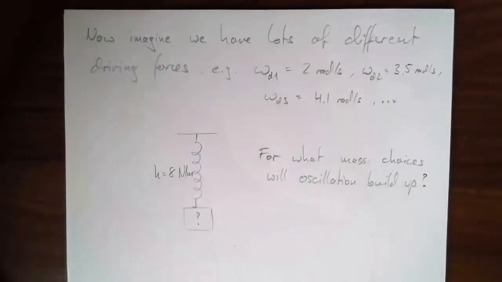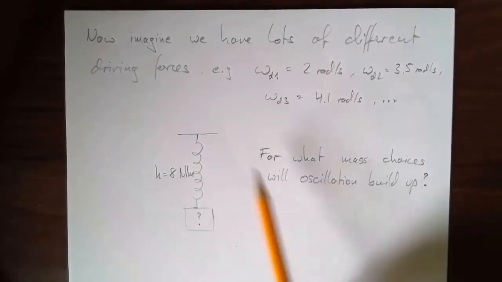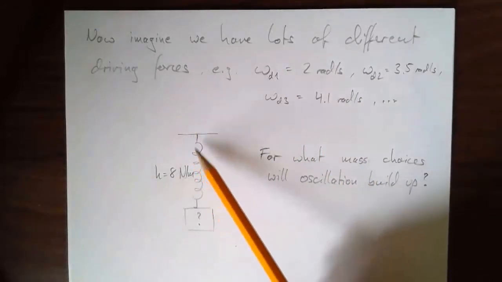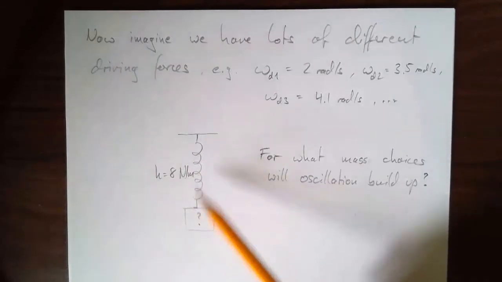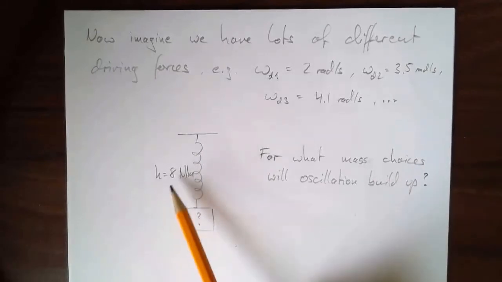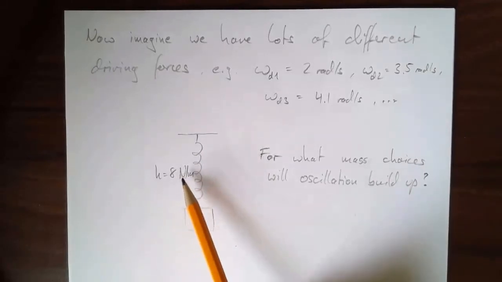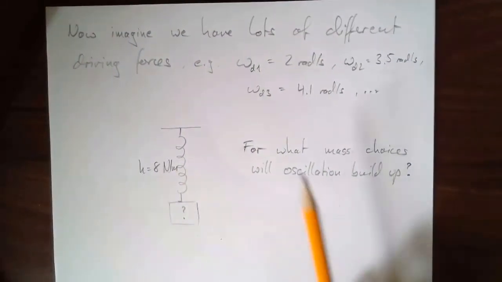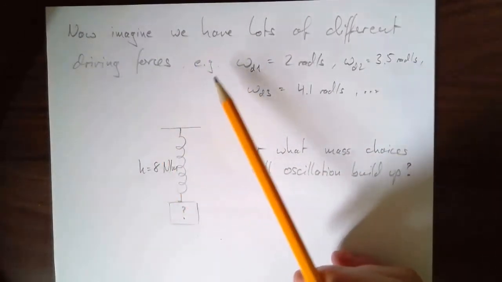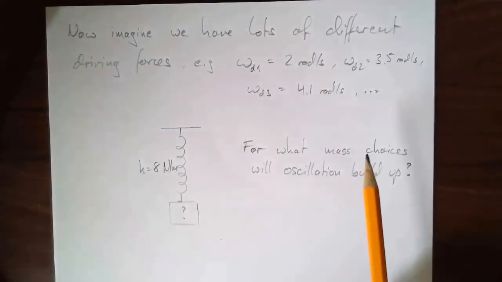Alright, so finally, I want to play a little game, I suppose. I want us to imagine the following. Imagine we have lots of different driving forces on a system. So I can imagine I've got a mass and a spring. The spring has a particular spring constant. I just said randomly it's going to be 8 newtons per meter. And there are lots of different driving forces at different driving frequencies that are acting on the system.